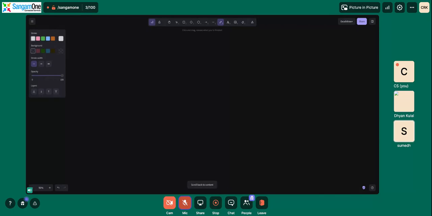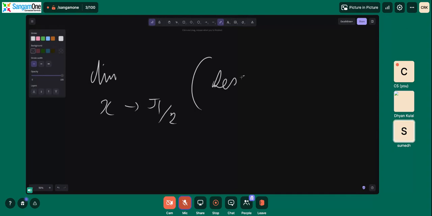Now let us try something much simpler. I want you to try the limit x tends to pi by 2 of secant x minus tan x. Can we do this?